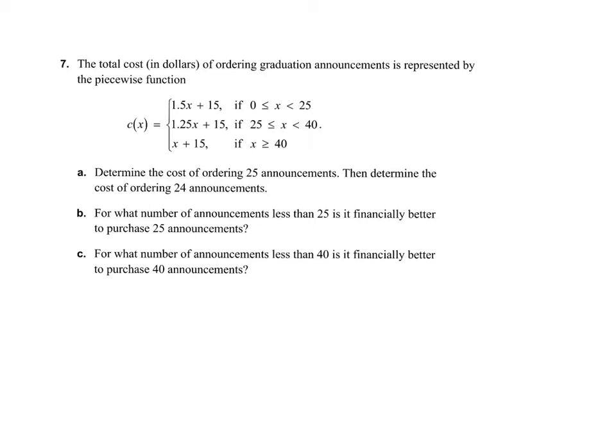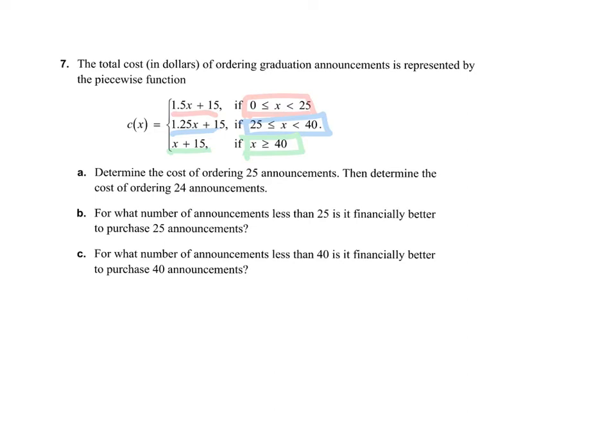So let's designate our colors. Here's our red. Here's our blue. And here's green. And let's look at our problem here. Determine the cost of ordering 25 announcements, then determine the cost of ordering 24 announcements.